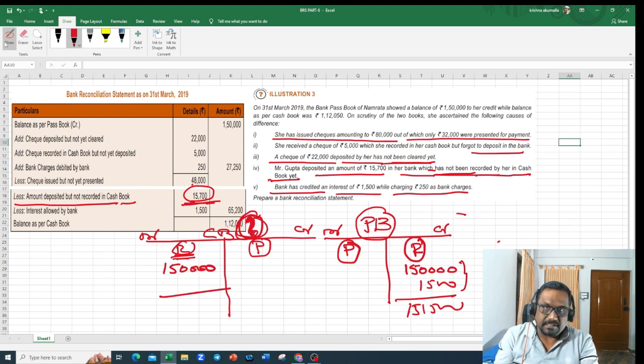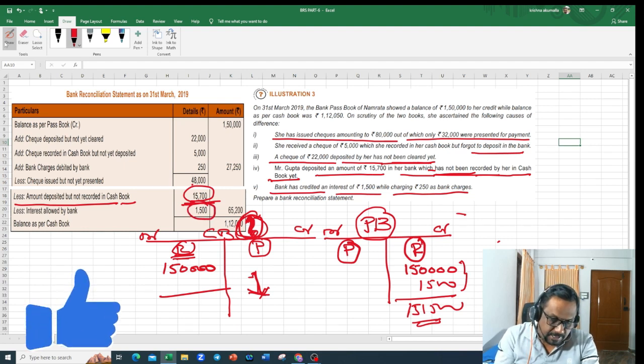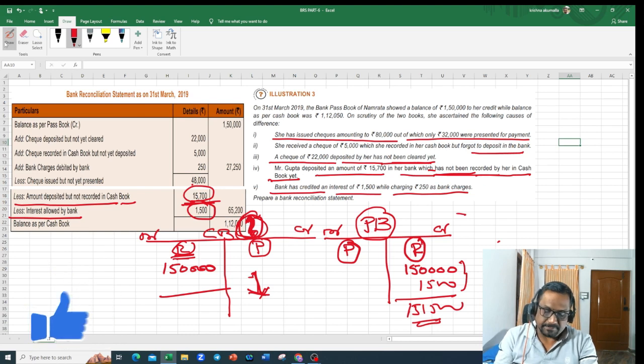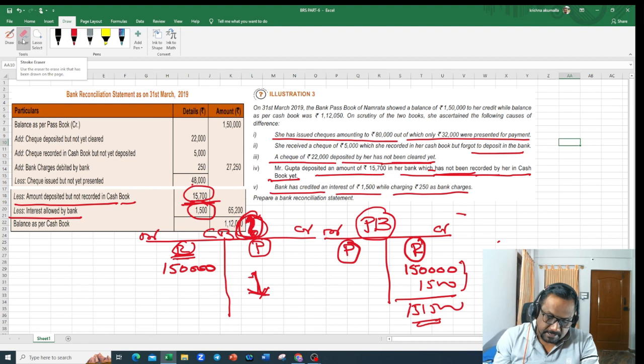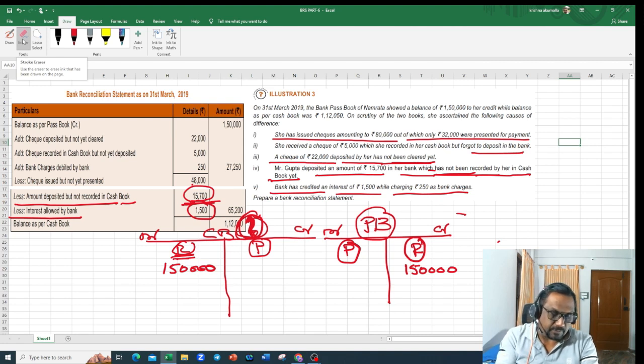Cash book balance: is it reduced or increased? It is reduced when compared to this. So when we compare to the passbook, this balance is reduced. So we need to subtract this 1,500. What did we write? Interest allowed by bank. We subtracted this. Clear? Right. Let us clean this again. Next, we are back to 1,50,000 again.